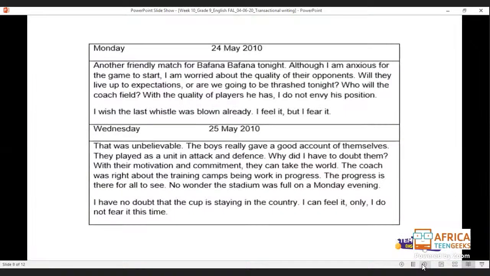Right, so we have two examples of diary entries. I need 2 volunteers to read these entries. If you're interested, raise your hand or tell me on the chat. If you're interested in reading the diary entries, please raise your hand.